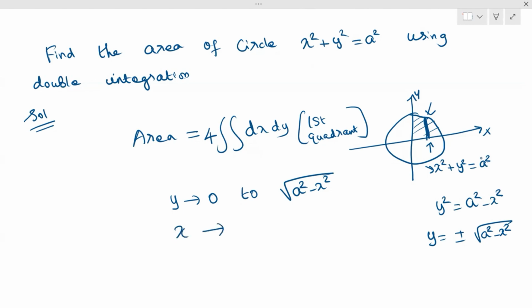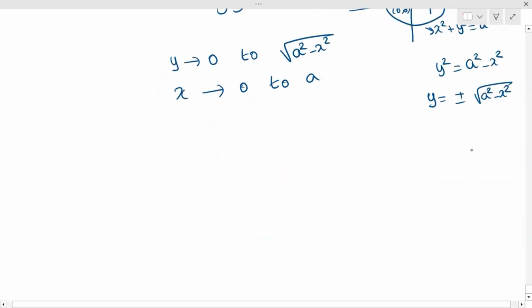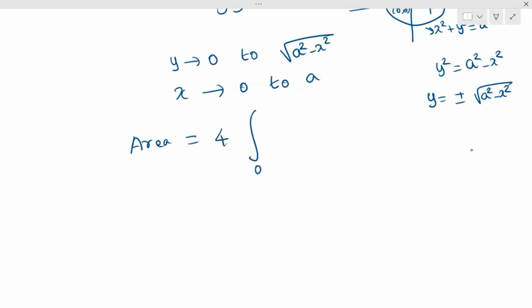And the outer integration limit is for x. The outer integration limit should always be a constant. So here we have to write the lower and upper value of x. The minimum value of x is 0, and the radius is (a, 0). So x varies from 0 to a. So area equals 4 times, x varies from 0 to a, and y varies from 0 to root of a square minus x square.